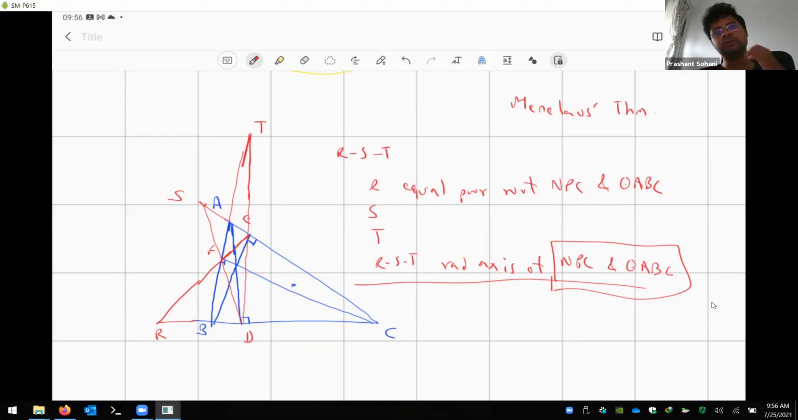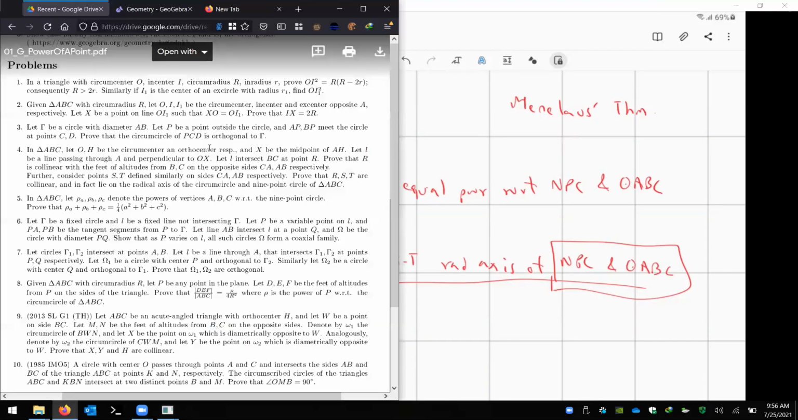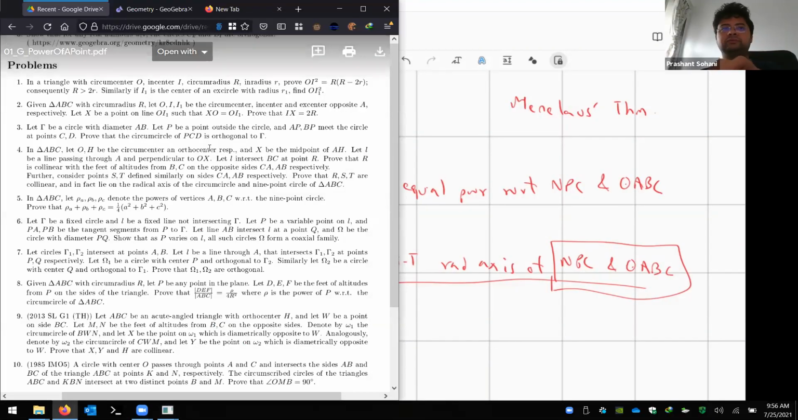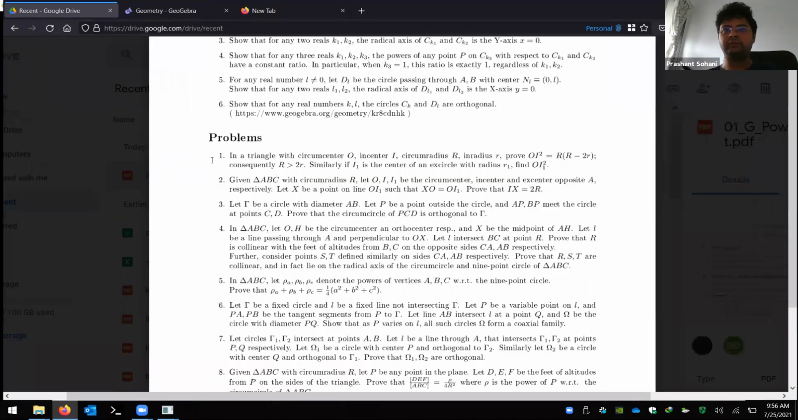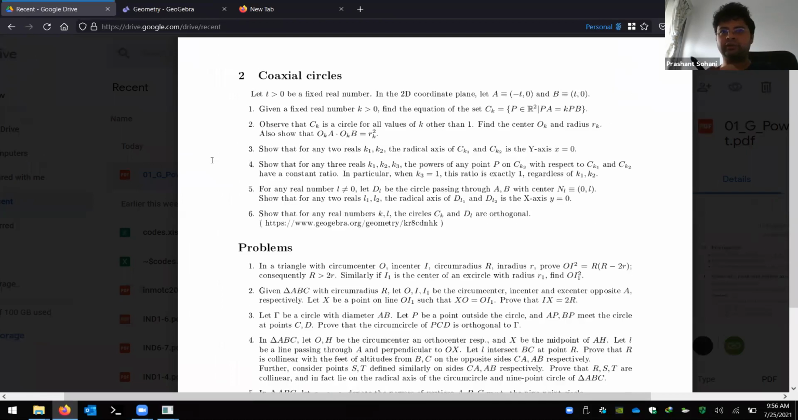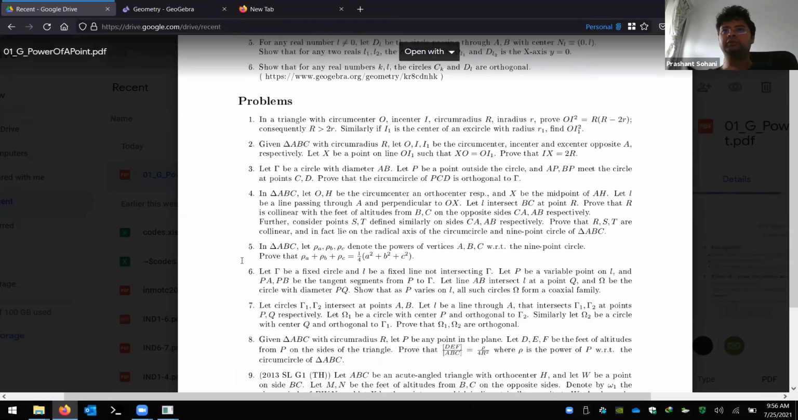Okay, any doubts in this? Okay, if not, then we'll go to the next question, question 5. I think we don't have enough time to complete this sheet, but we will do question 5, 6, and 7 maybe.